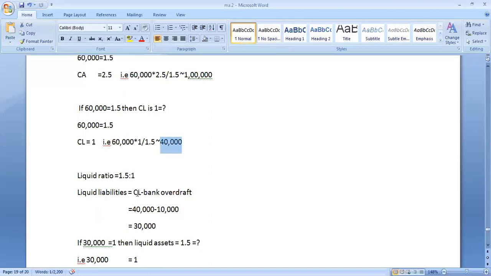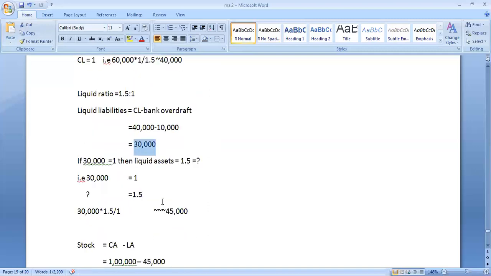Liquid liability considers all the current liability except the bank overdraft. So minus bank overdraft: 40,000 minus 10,000, which gives you 30,000. But while preparing the balance sheet, you will consider the whole 40,000, not the 30,000. Clear?